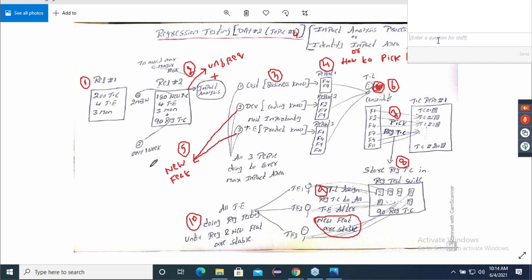And simultaneously, the test lead will consolidate this report.